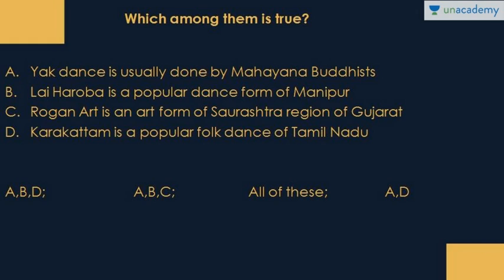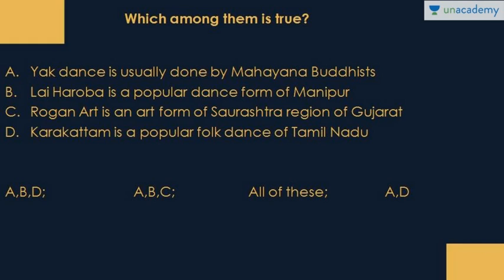Next, which among them is true? A, Yak dance is usually done by Mahayana Buddhists. B, Lai Haroba is a popular dance form of Manipur. C, Rogan art is an art form of Saurashtra region of Gujarat. D, Karakattam is a popular folk dance of Tamil Nadu.